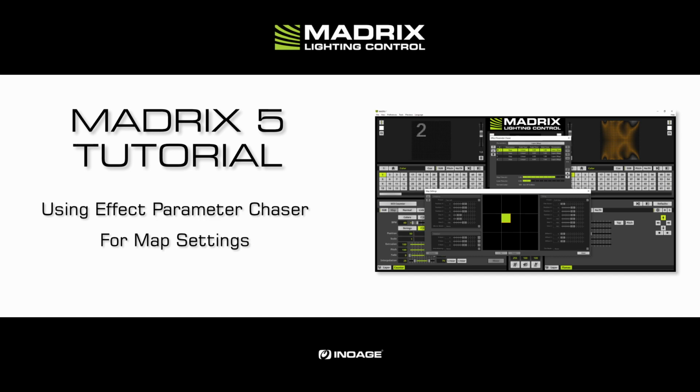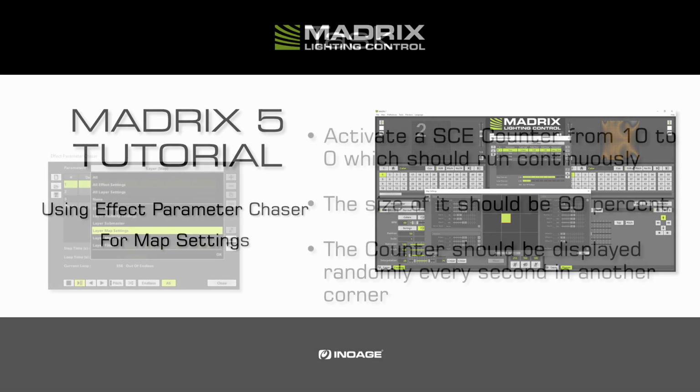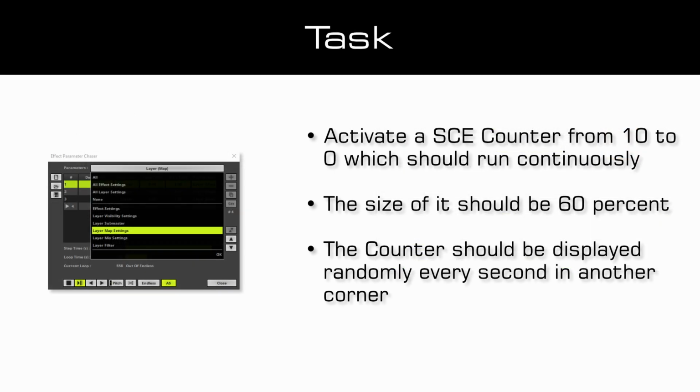My name is Thilo. In this tutorial, we will learn how to use effect parameter chasers to chase map settings. As task, we have to activate a SCE counter. This counter should count down from 10 to 0 continuously. The size of it should be 60% of the full matrix size. The counter should be displayed randomly every second in another corner.